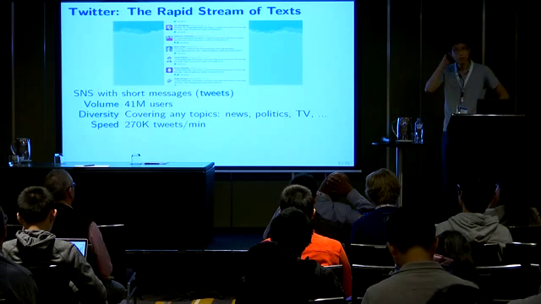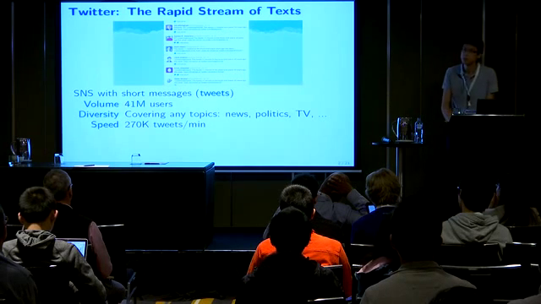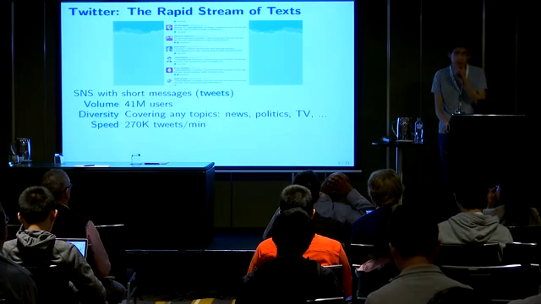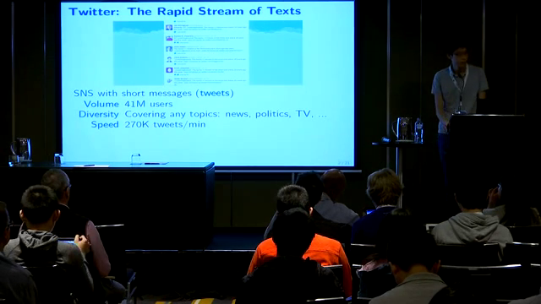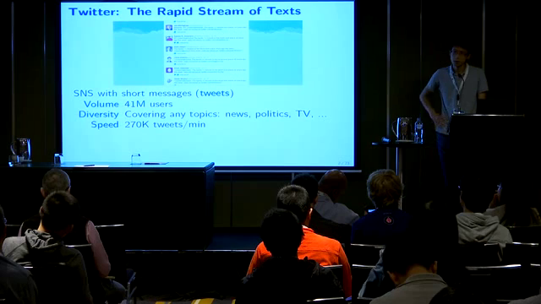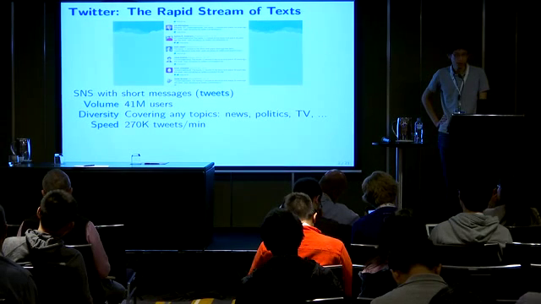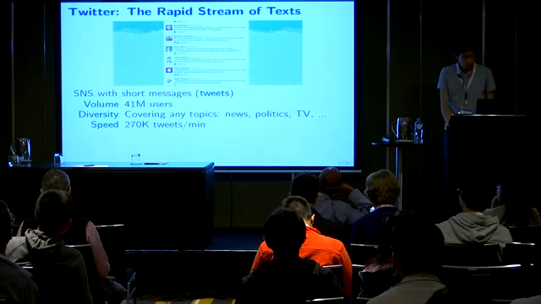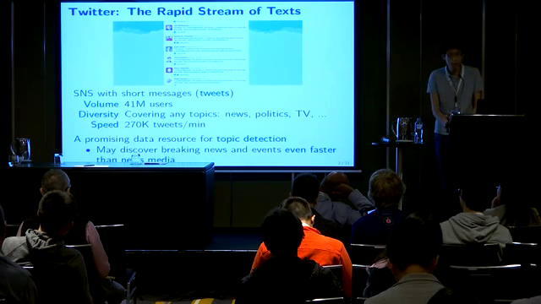So as you know, Twitter is a social network service in which the users interact with short messages called tweets. The uniqueness of Twitter can be summarized by three properties. One is its huge volume. There are 41 million users worldwide, and also the topics discussed on Twitter are very diverse. And finally, the speed is very fast. So this means that Twitter is a promising data resource for topic detection.